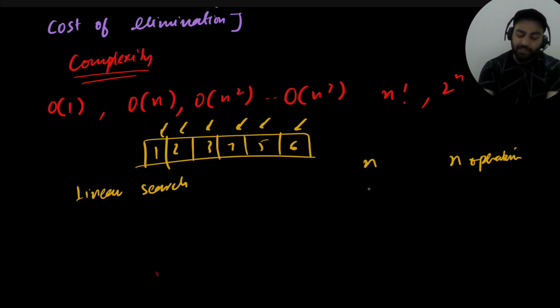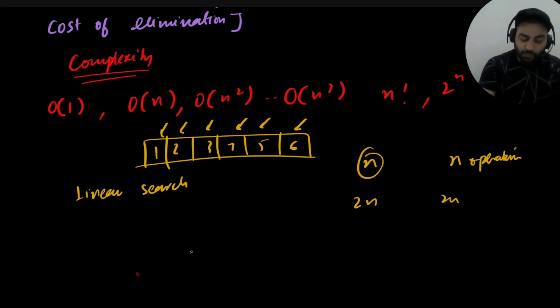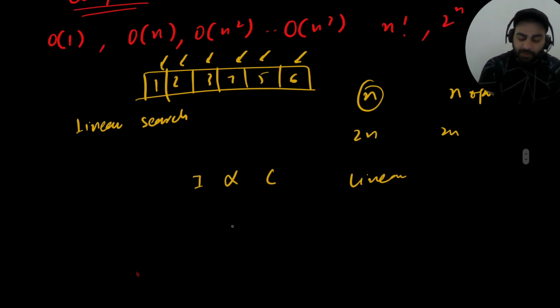Let's suppose I double the elements, making them 2n. How will the complexity increase? The complexity will also increase by a factor of 2, so it becomes 2n. This basically means however much you increase the input, the complexity grows proportionally. The input is directly proportional to the complexity. So we say this is a linear algorithm. Why? Because if we give 2n, it gives 2n complexity, and if we increase it to 3n, we get 3n.